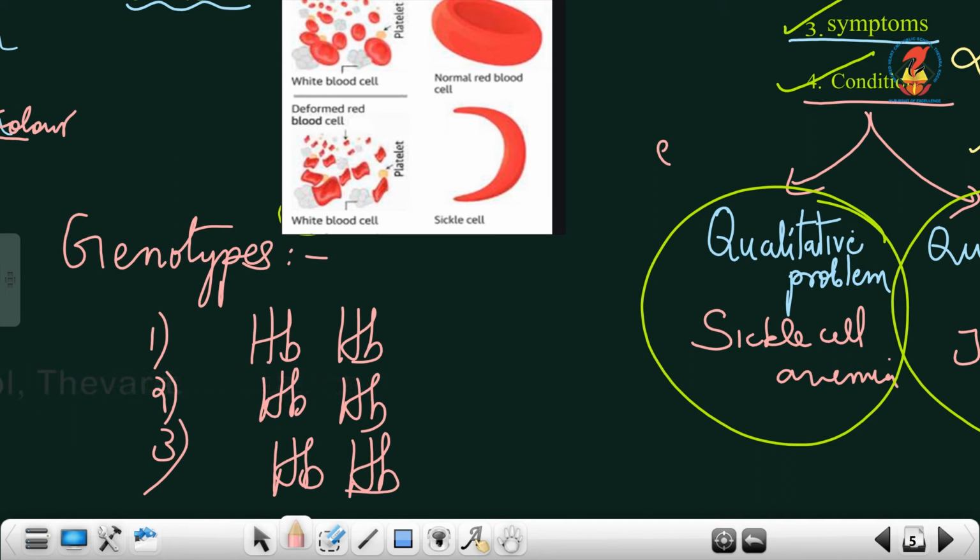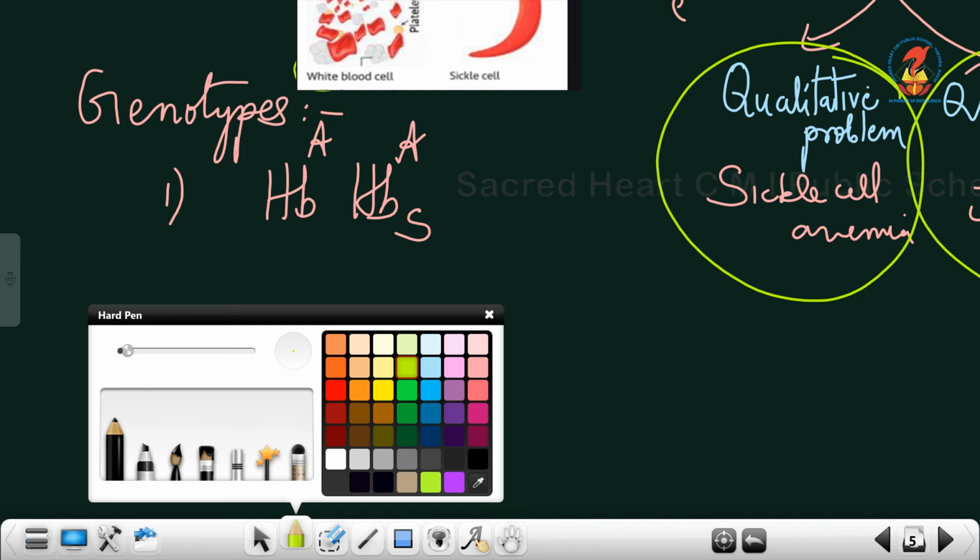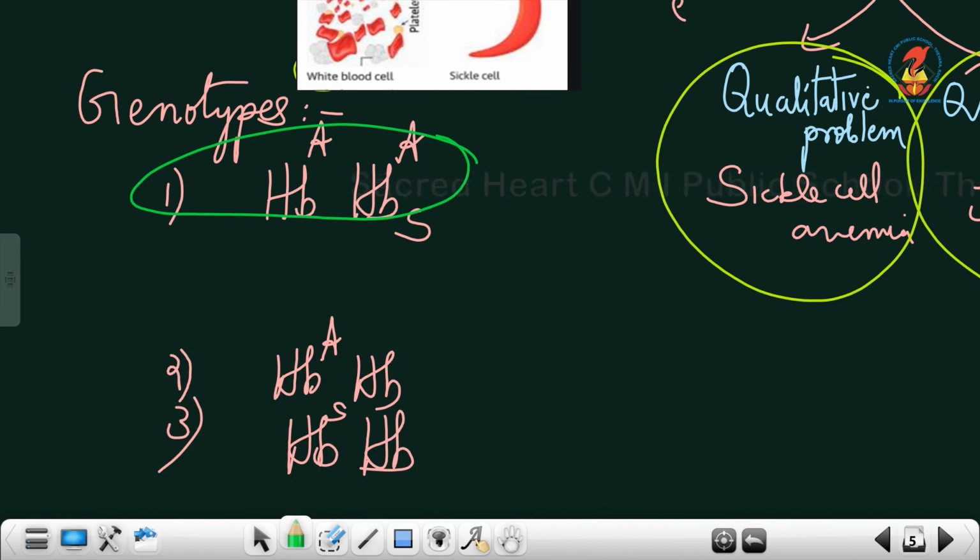Now, in the first case, HBB superscript HBA. Second case, HBB superscript A and HBS. Then HBS. Now, I gave the genotypes. Look at the first genotype, HBA. This is a normal person, irrespective of the sex. You do not say normal male or normal female, it's a normal person.